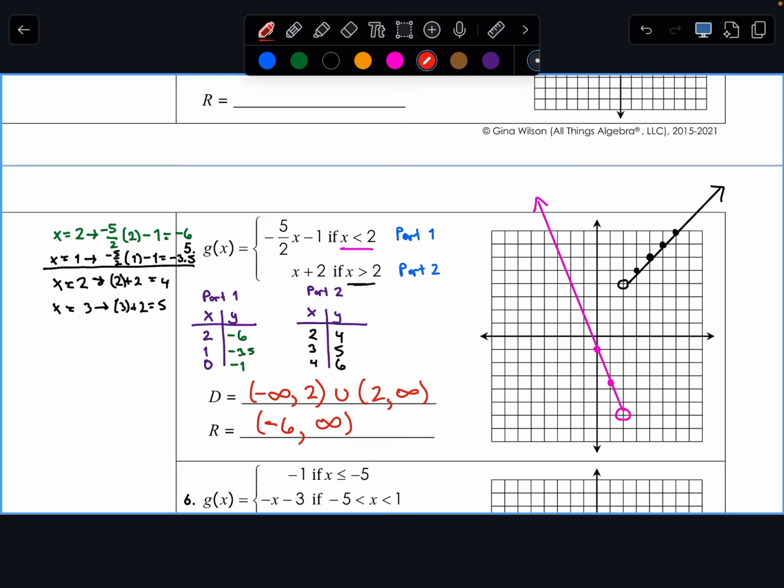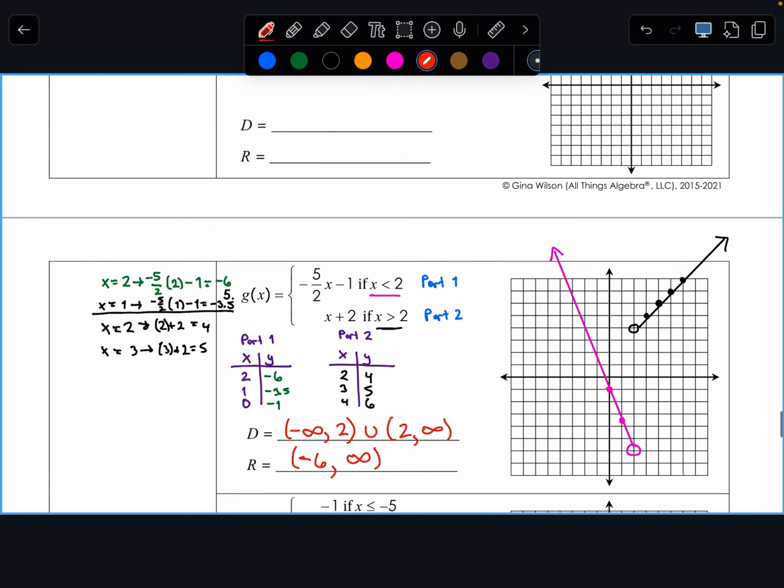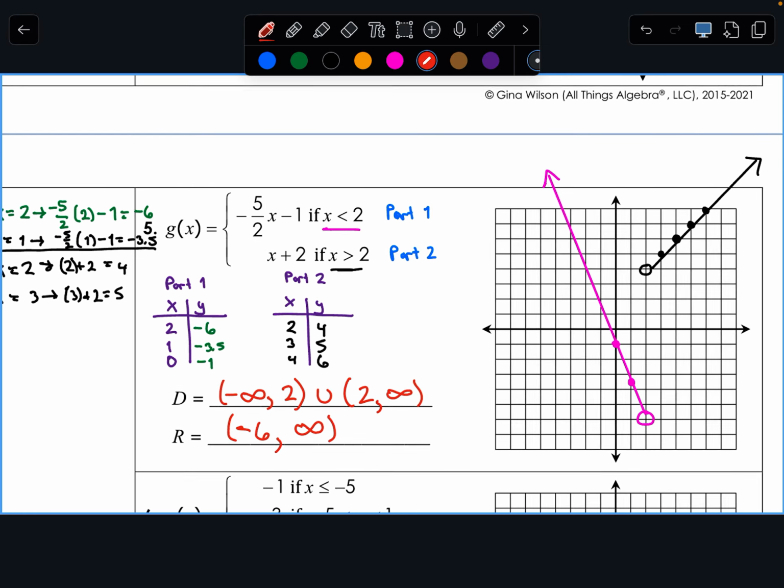Okay? So that's basically what you do. So that is a domain, that is a range, and this is a graph. So this is your answer here for this problem, for problem number 5. Okay? All right.